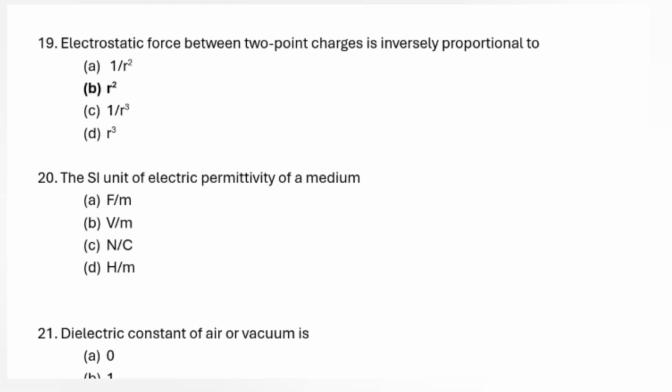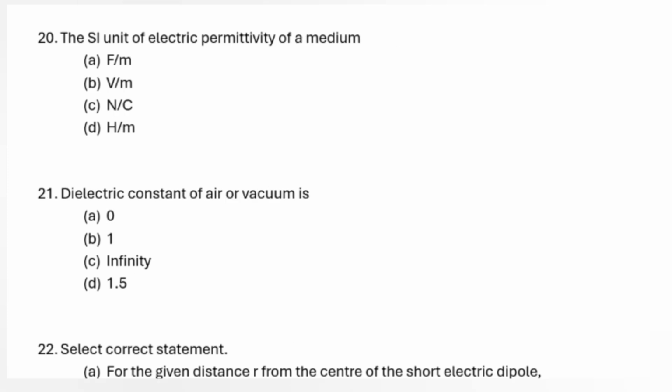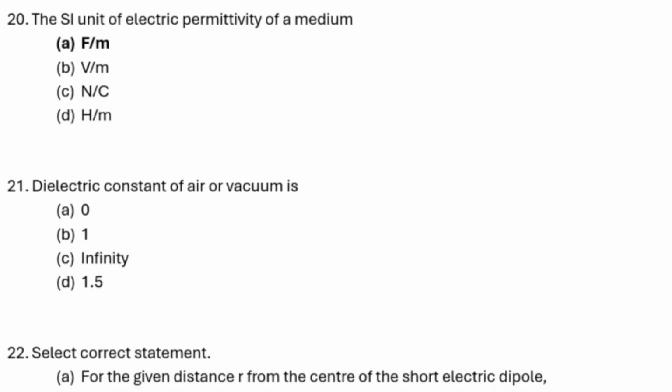Here the correct answer is option B, r square. Question number 20. The SI unit of electric permittivity of a medium. Option A, Farad per meter, option B, volt per meter, option C, Newton per coulomb, option D, Henry per meter. Here the correct answer is option A, Farad per meter.